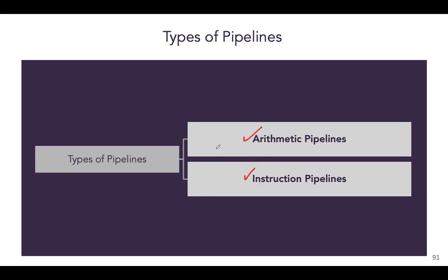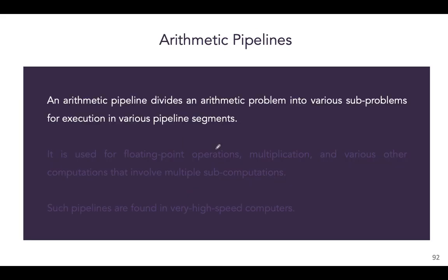So let's first start with arithmetic pipelines. An arithmetic pipeline divides an arithmetic problem into various subproblems for execution in various pipeline segments, right? So you can divide a big problem into small problems and then have a pipeline with multiple segments, and each segment will then take care of one of the subproblems. So the pipeline on the whole will result in the solution of the entire problem.